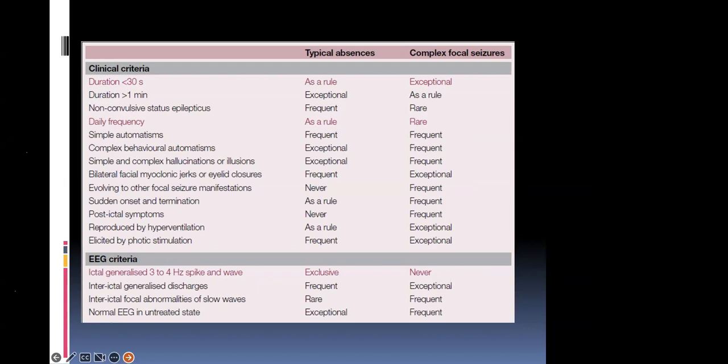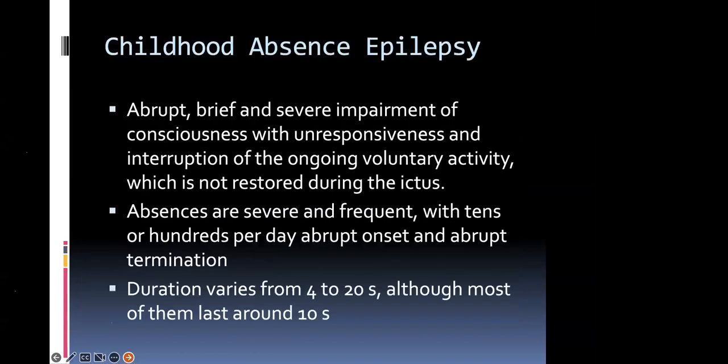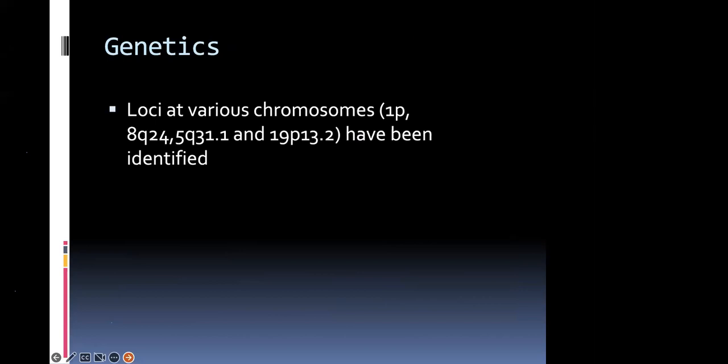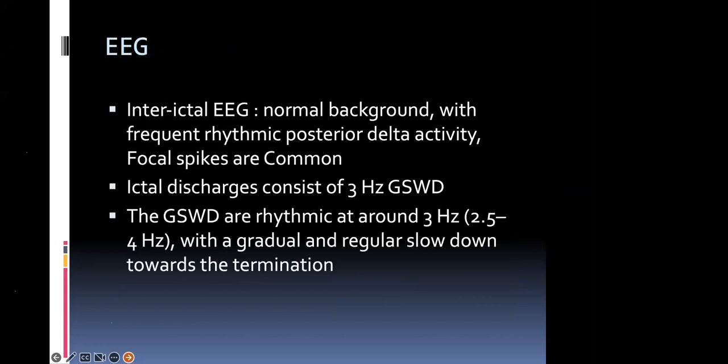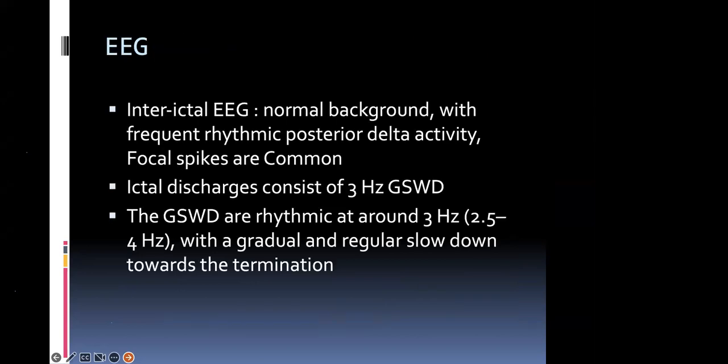So, being the most common one, a few things to remember are the abrupt onset and abrupt termination of the event. The duration of the event is almost never more than 10-15 seconds, it comes hundreds per day, and there is a very clear association with the EEG 3 to 4 Hz spike and wave discharges. Loci at various chromosomes have been identified, but not very specific. Interictal EEG: normal background with frequent rhythmic posterior delta activity; focal spikes are common.